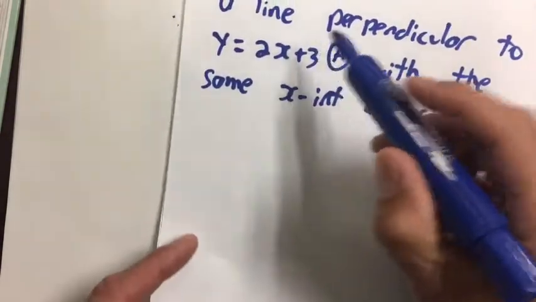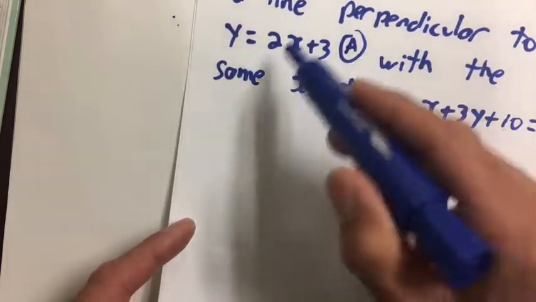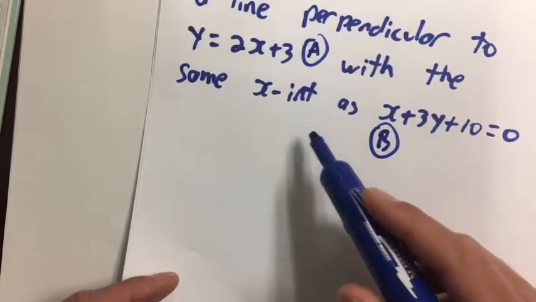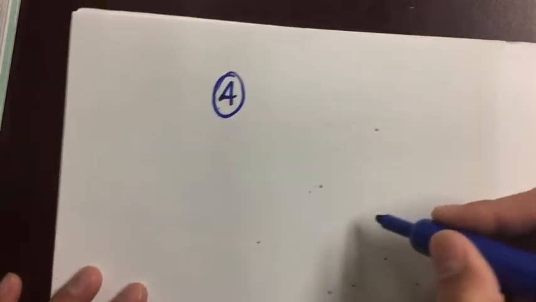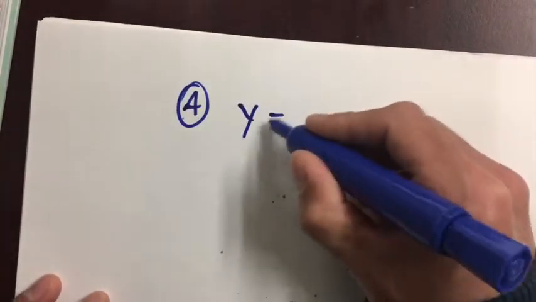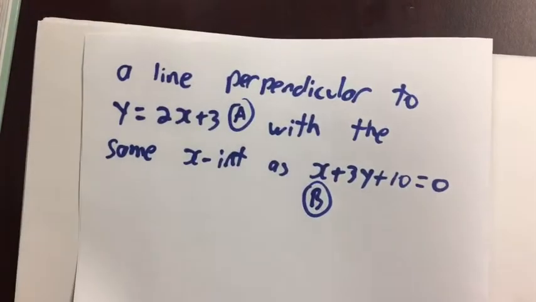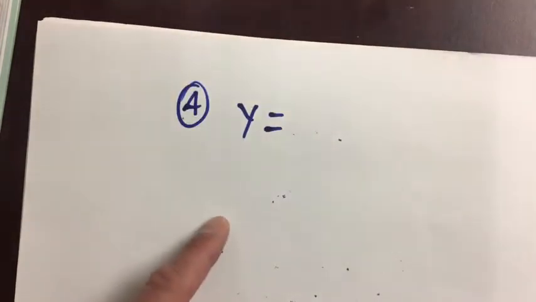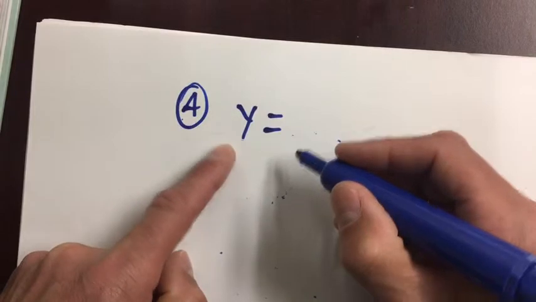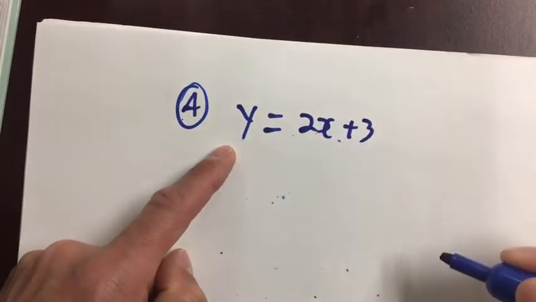And remember, we need something perpendicular to A. I'm going to find the slope of A, and then we'll find something perpendicular to it. And we need the same x-intercept as B. So let's start out with equation A. If you didn't pause and copy the question, I suggest you do that now. Hit pause, copy the question. Okay. So equation A is y equals 2x plus 3.